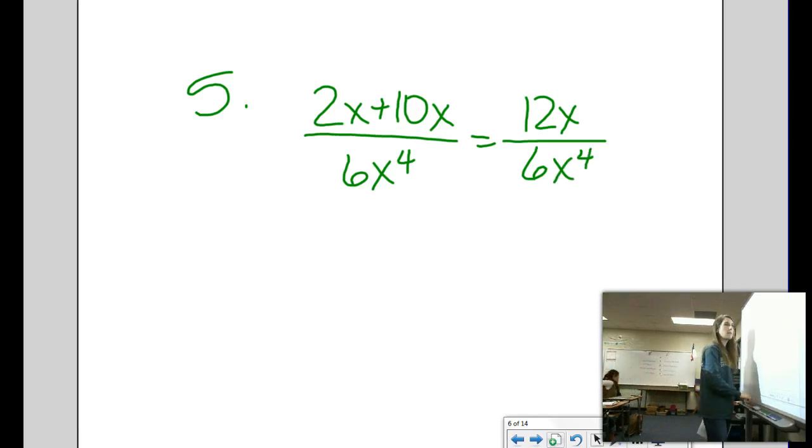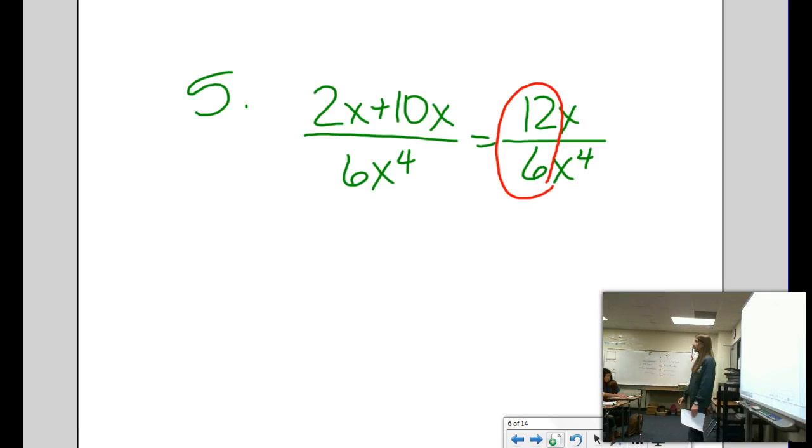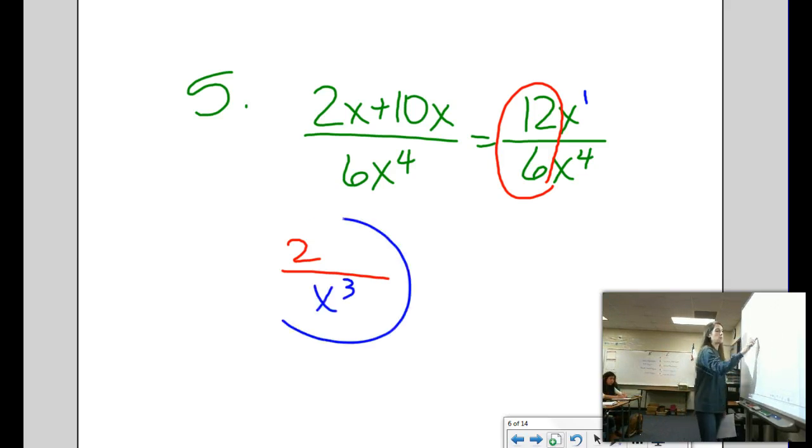This is when we treat them each separately. Let's look at our numbers only. 12 divided by 6. 2. Okay. So we got a 2. We put it where the larger one came from. That was the top. And now we've got x to the 1 and x to the 4. What do we do with the exponents? Divide or subtract? Subtract. Definitely subtract. 4 minus 1? 3. Where do we put it? In the denominator, because that's where the larger one came from. 2 over x cubed.